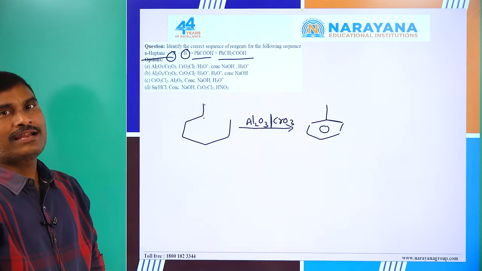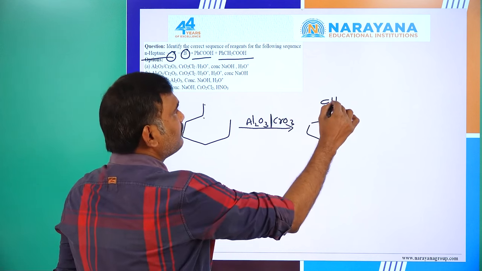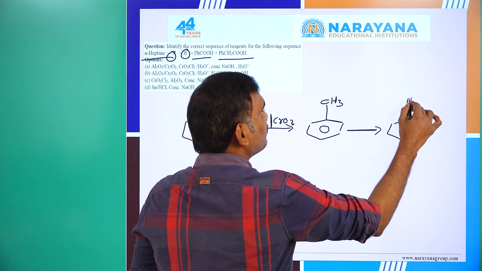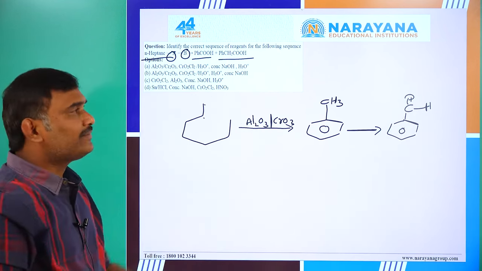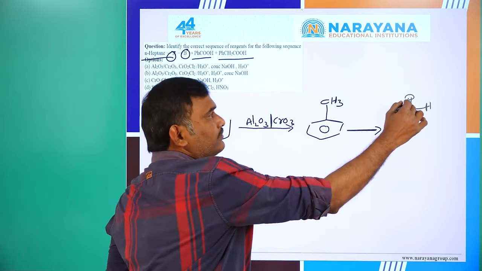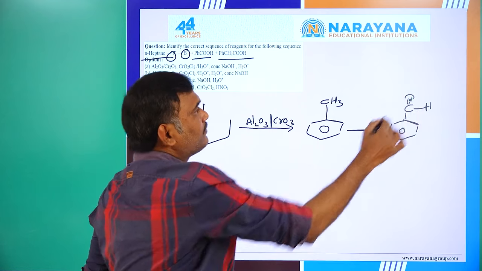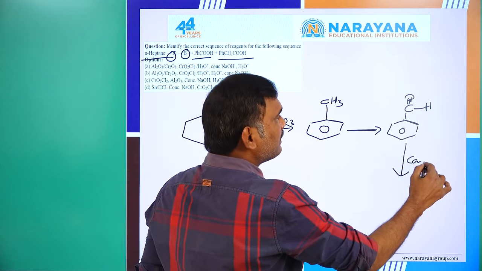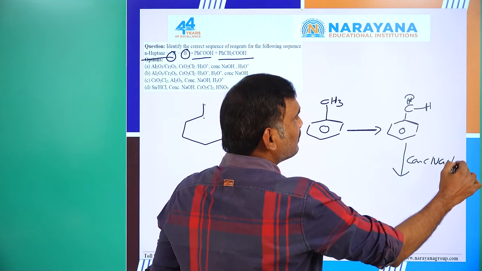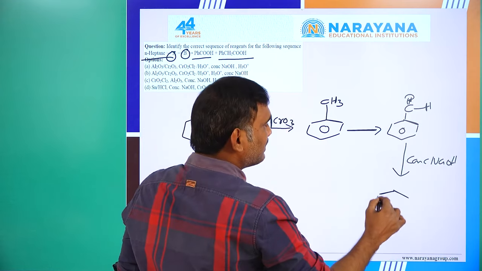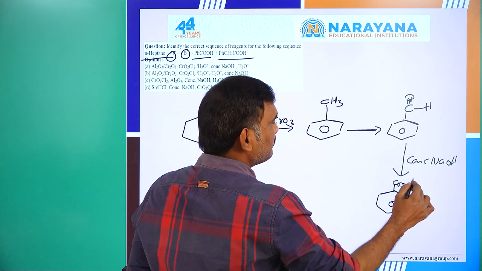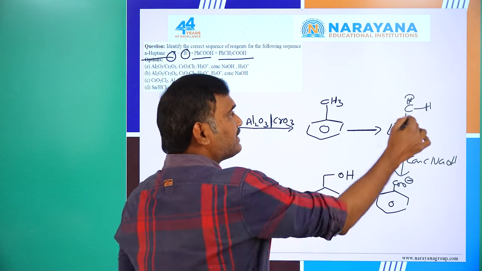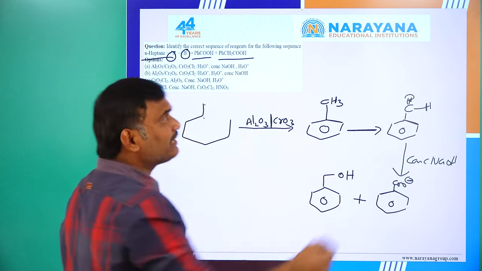Now followed by the chromyl chloride reaction, that converts toluene directly into aldehyde. CrO2Cl2 converts toluene into benzaldehyde, followed by concentrated NaOH and H3O plus. Concentrated NaOH, what will it do? Yes, if there is no alpha hydrogen, that is the Cannizzaro reaction, which converts benzaldehyde into benzoate and benzyl alcohol. Followed by hydrolysis, we get benzoic acid.